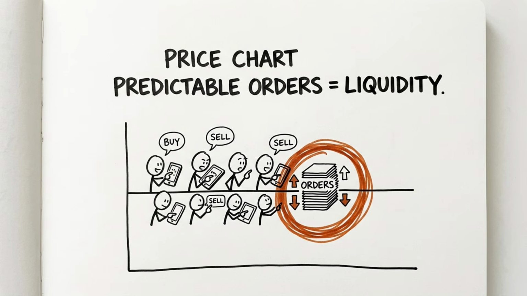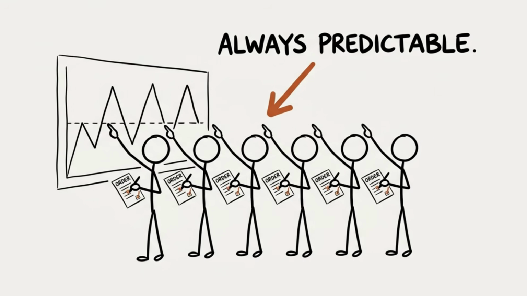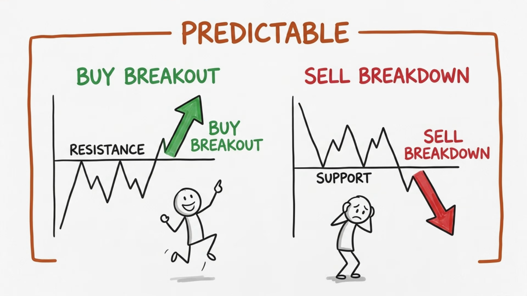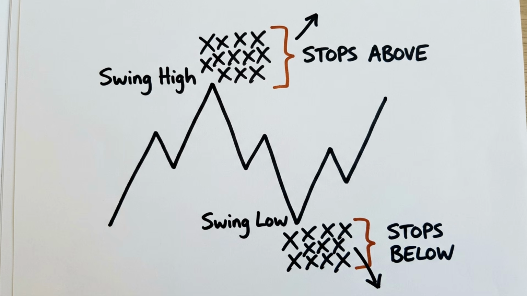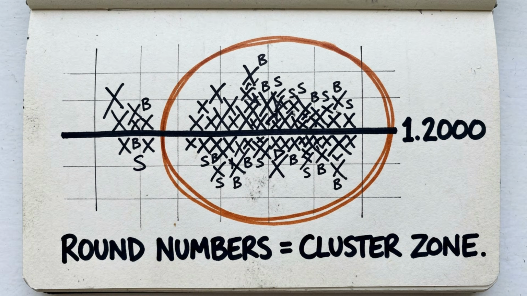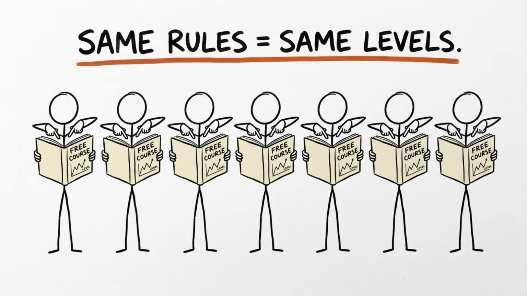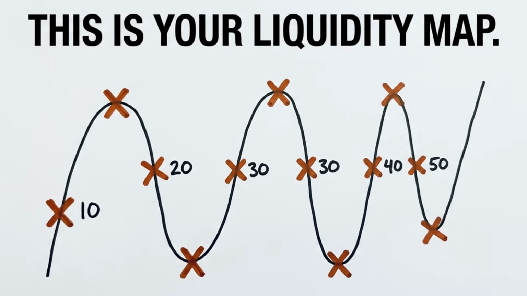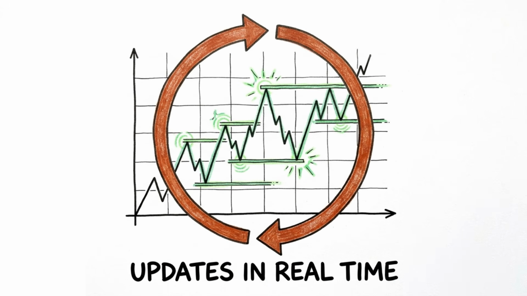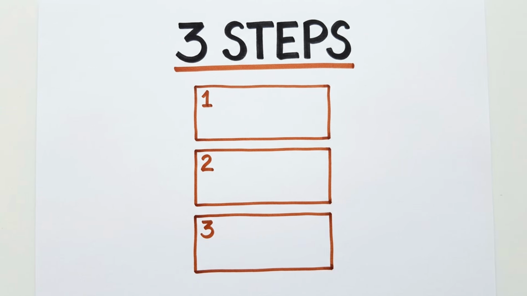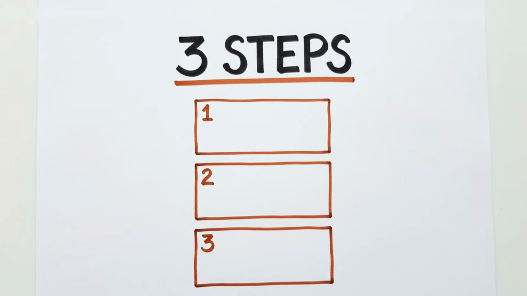Wherever retail traders place predictable orders, liquidity exists, and retail traders are predictable. They buy breakouts, they sell breakdowns. They place stops below swing lows and above swing highs. They cluster at round numbers. They follow the same textbook rules taught in every free trading course online. That predictability is the liquidity map, and it updates in real time on every chart you open. So how do you read it live? 3 steps. Do these in order every time you open a chart.